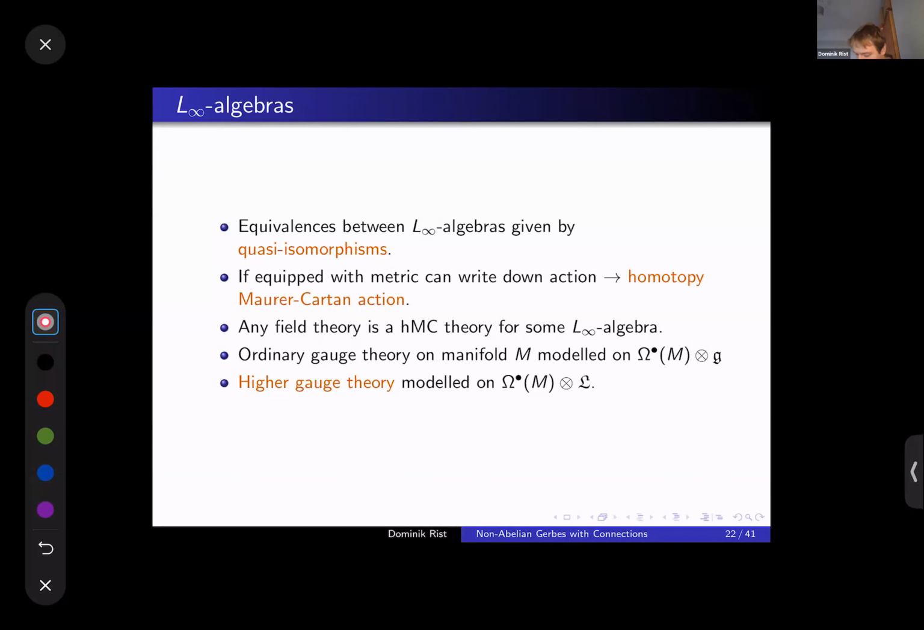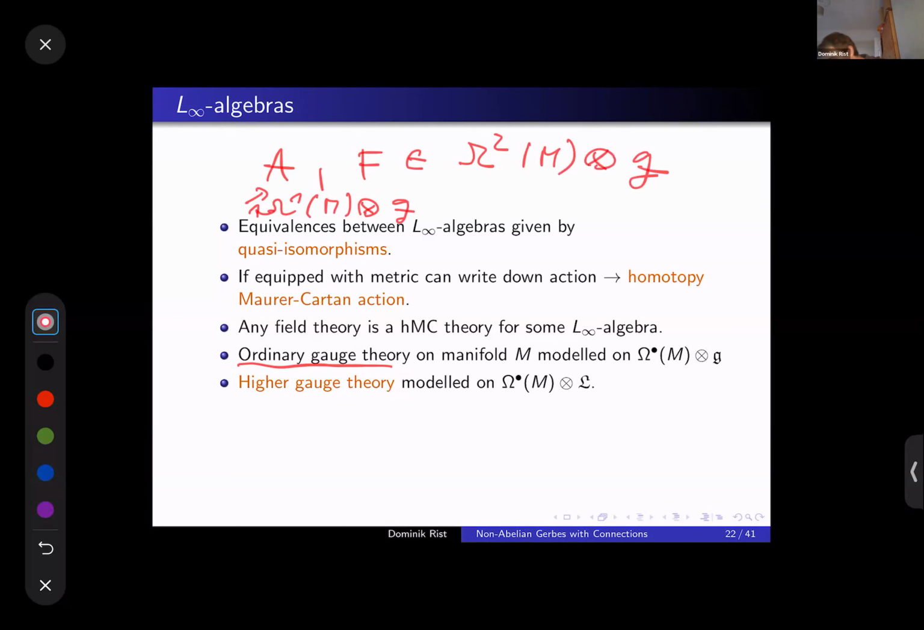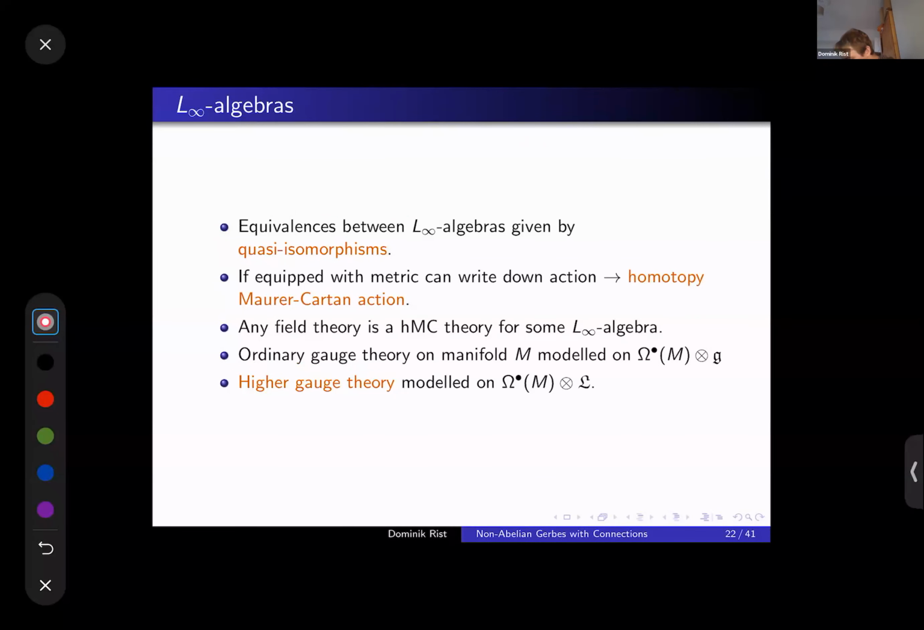Okay, so ordinary gauge theory on a manifold M is modeled on what? As I said, ordinary gauge theory deals with connections and curvatures. The connection is a one form. It lives in Omega 1 on my space-time, valued in some Lie algebra, and the curvature is a two form, valued again in this Lie algebra. So this is for ordinary gauge theory. What I need to do in ordinary gauge theory is construct this tensor product of the de Rham complex with my Lie algebra.